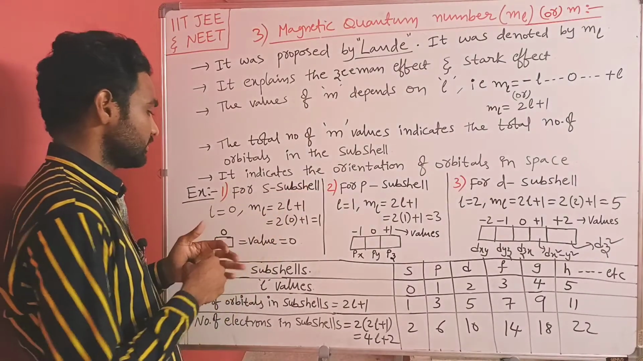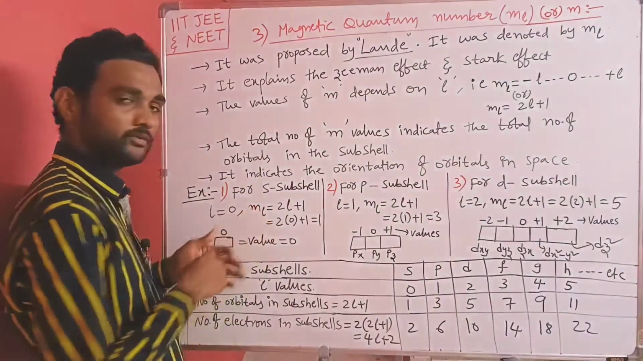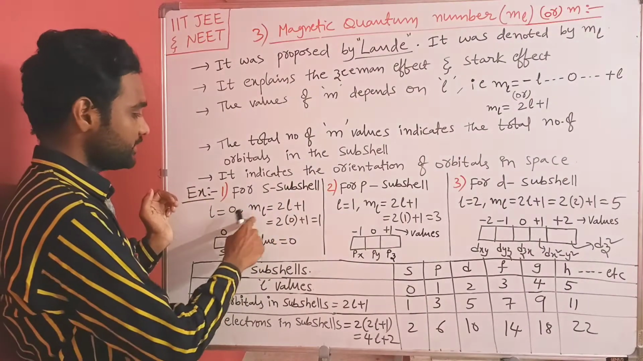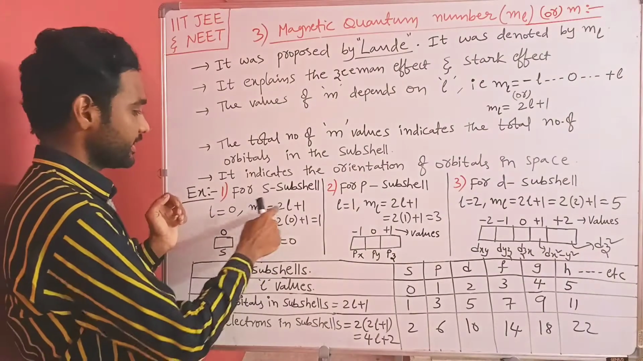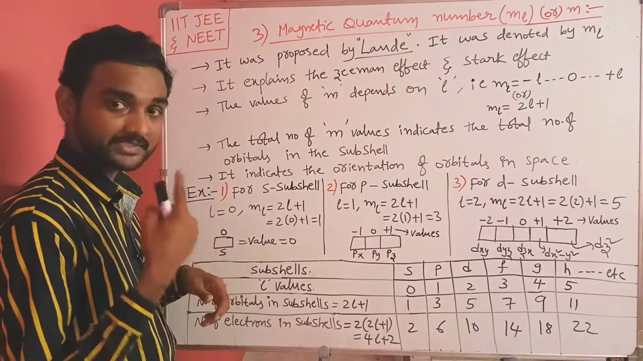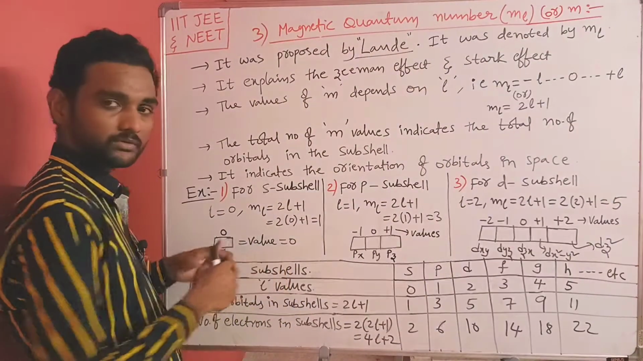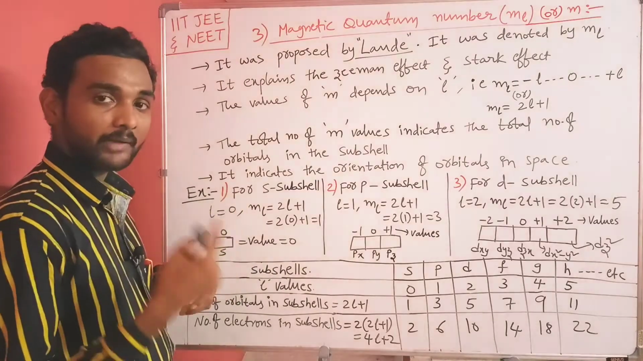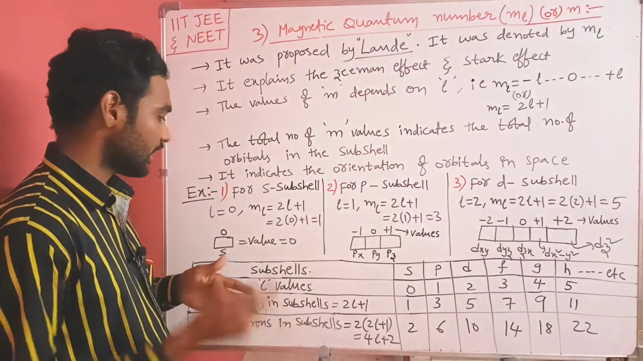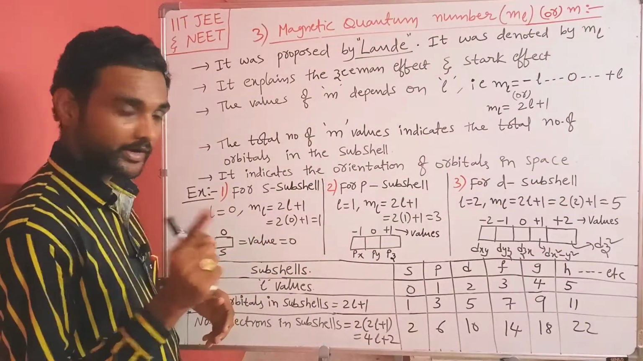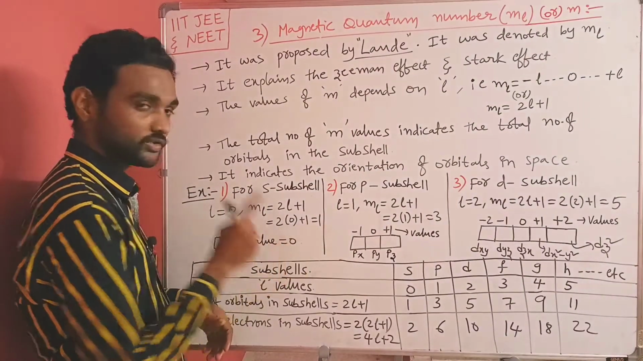For the s subshell, now I want to calculate the m value. For that purpose, L is equal to 0 for the s subshell. Number of ml values is 2L plus 1. Now here I substitute the L value: 2 into 0 plus 1, it is equal to 1. It means in the s subshell, one orbital is there. That orbital's value is 0, but the answer is 1 here. Remember, this is very important.